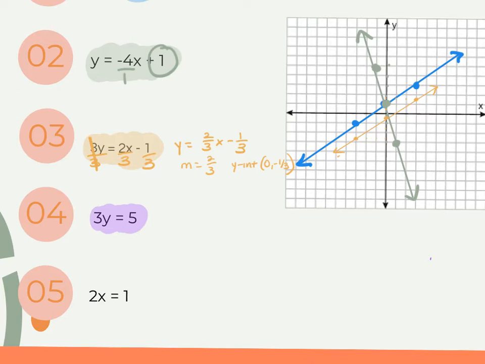Okay, so for 3y equals 5, again, it's not set equal to y. So I can divide both sides by 3, and I get y equals 5/3. So what's different this time? It doesn't have an x, which means? M is 0. The slope is 0.